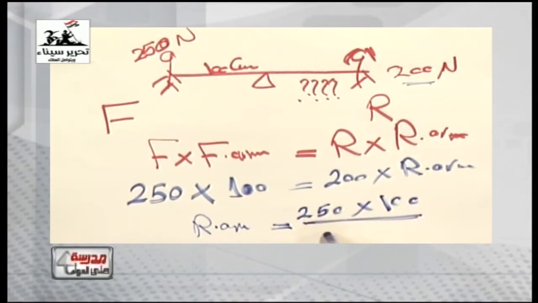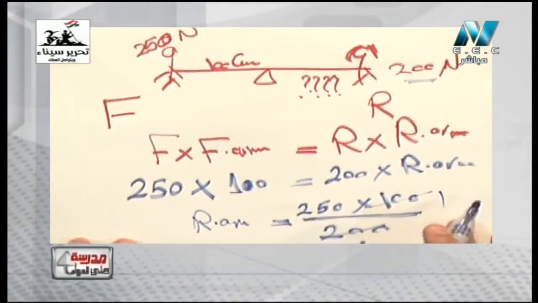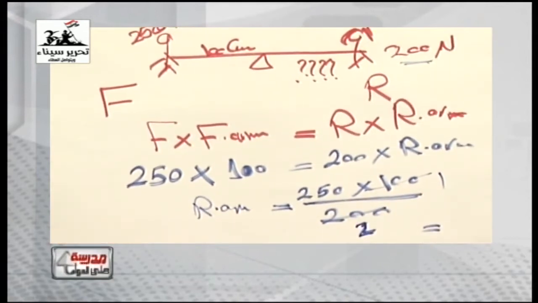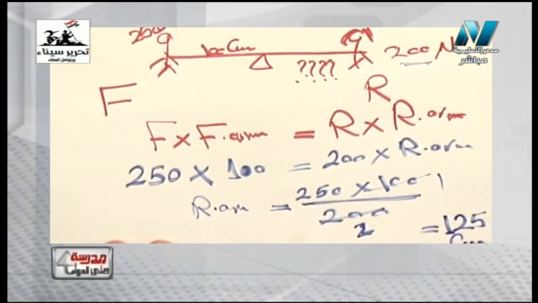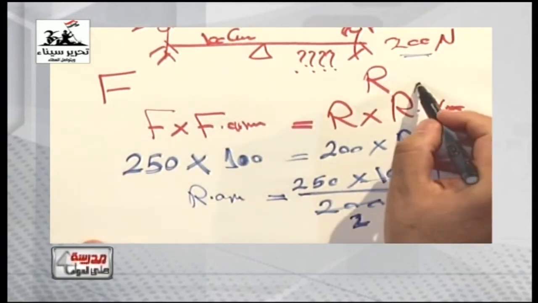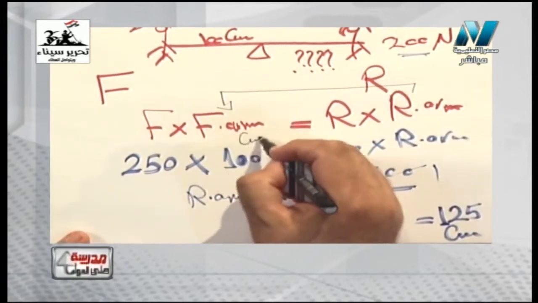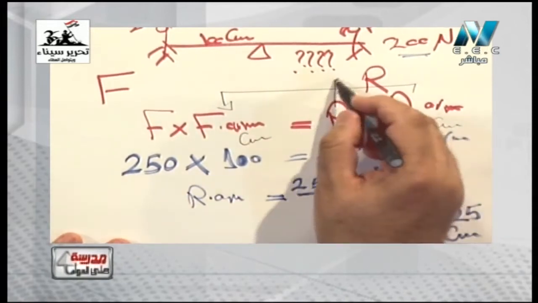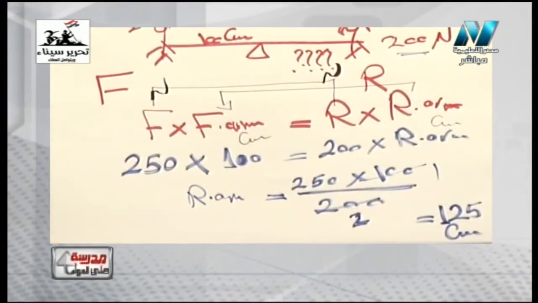250 by 100 over 200. So I can divide by 100, so it will be 250 divided by 2 by calculator. It will be 125 centimeter. Why centimeter? Because we know that the resistance arm has the same unit of effort force arm. دائما effort force arm عندها نفس unit centimeter للresistance arm. دائما resistance نفس unit of the effort force newton. So again, it will be 125 newton.